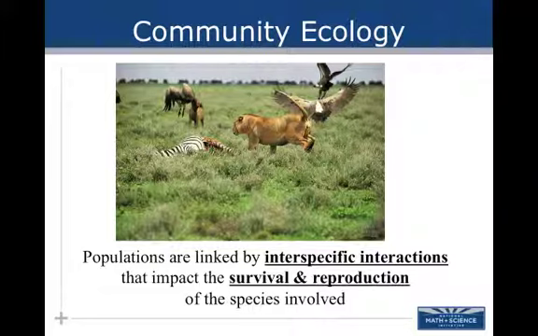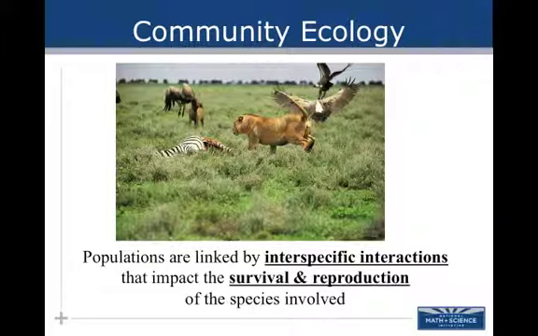So populations are linked by their interspecific interactions, and this impacts how they reproduce and survive as species individually and as a population of species. And so when we're talking about community ecology, we want to be clear about defining the boundaries of the community. And so that can be gray on the edges. So whenever we look at research that involves communities, it's very important that as an ecological researcher, we define the boundaries of this community.